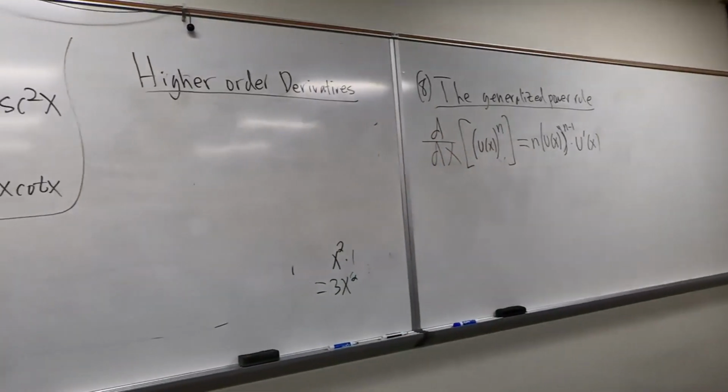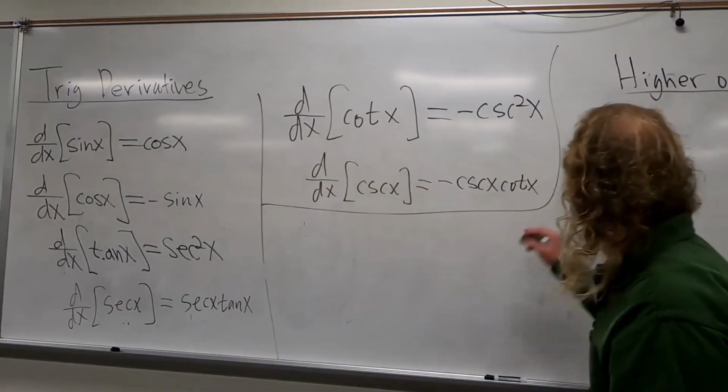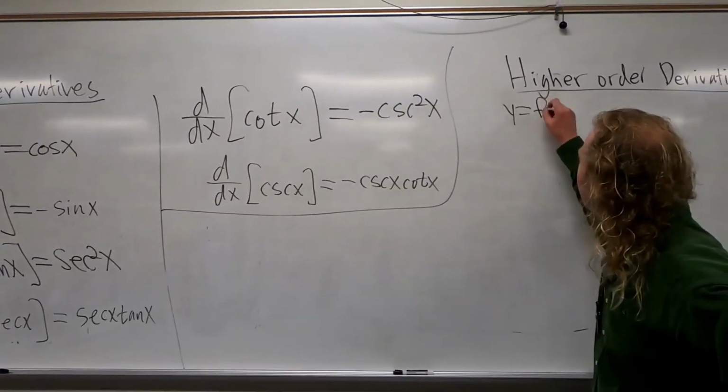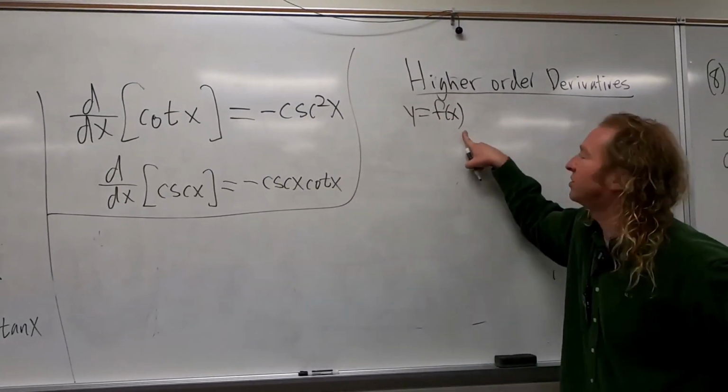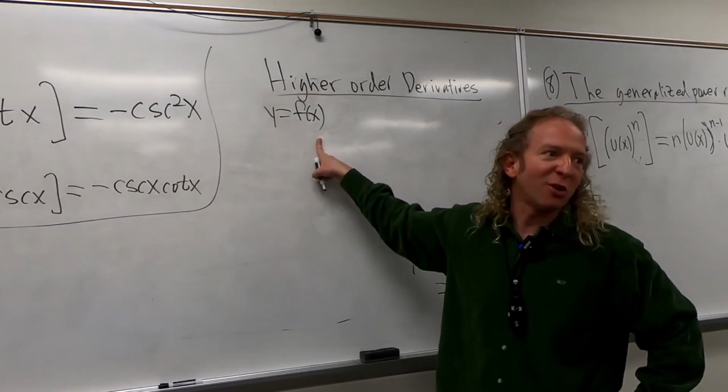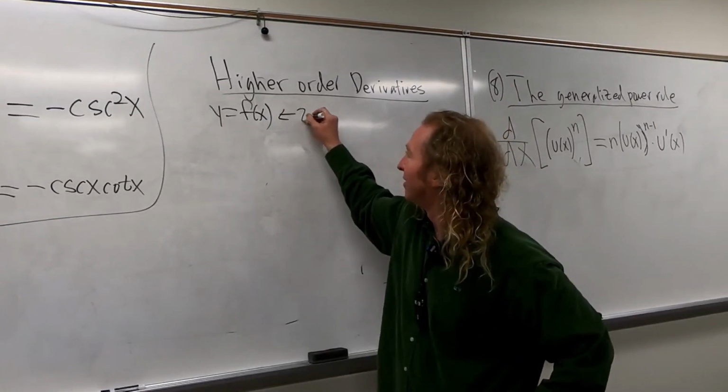So the first derivative is just what we've been doing, right? So it's like y prime. If you have y equals f of x, by the way, you can think of this as the zeroth derivative, extra life knowledge. You know what? I'll even write it.